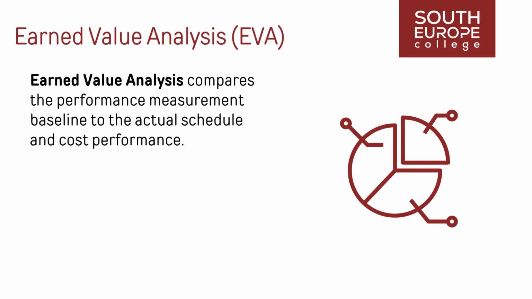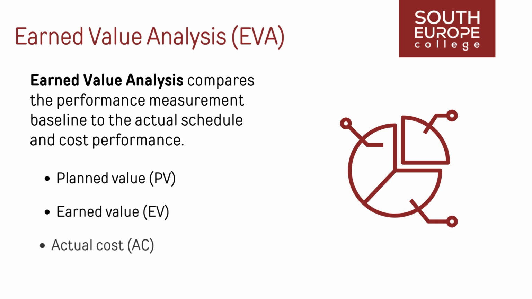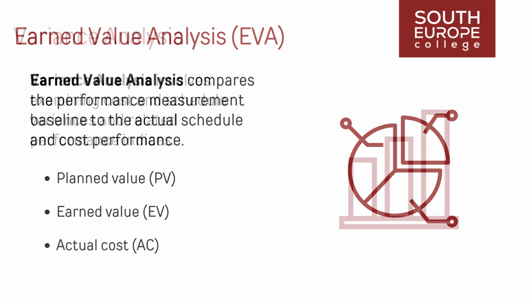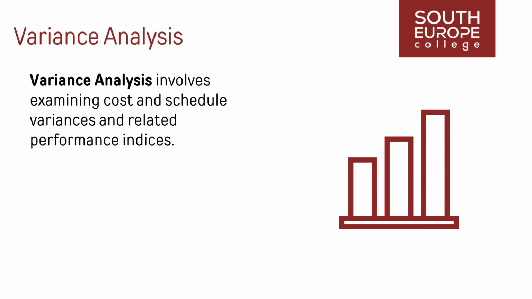Earned value analysis compares the performance measurement baseline to the actual schedule and cost performance. It integrates the scope, cost, and schedule baseline into the performance measurement baseline. EVA tracks 3 key dimensions for each work package and control account: planned value, PV; earned value, EV; actual cost, AC. Variance analysis involves examining cost and schedule variances and related performance indices.